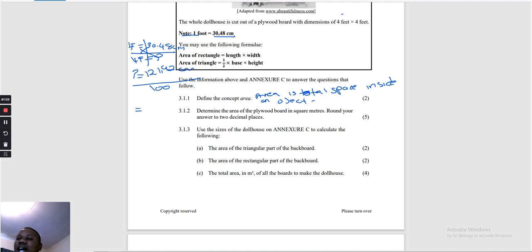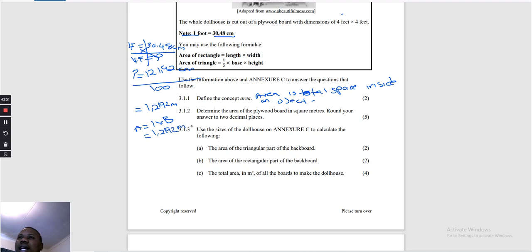And how much is the length? 121,92. Remember, the length is the same as the breadth here. Divided by 100. That gives us 1,2192 meters. So now let's go and calculate the area. Area is equal to length times breadth.